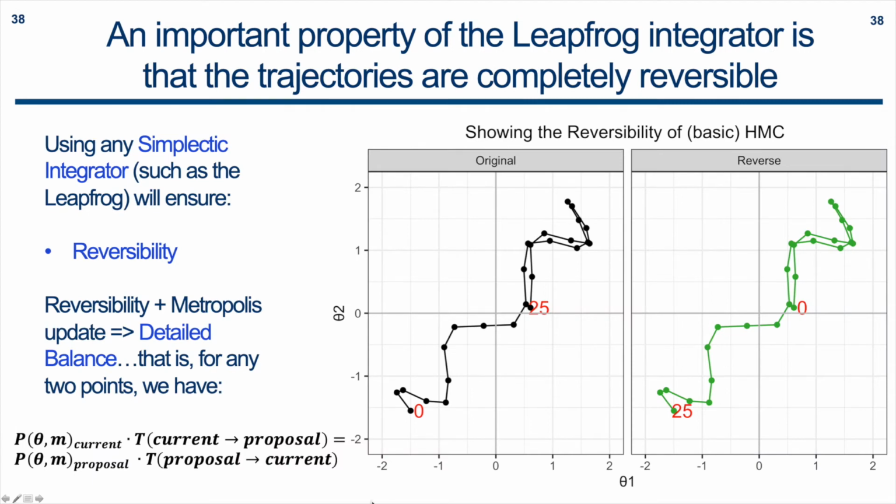An important property of the Leapfrog integrator is that the trajectories are completely reversible. So using any what's called a symplectic integrator, such as the Leapfrog, will ensure this concept of reversibility. So what does that mean? It means if we started at this point here, like in our example for our bivariate normal, and we did our 25 steps, we're going to follow a certain path, and we ended up at position 25.